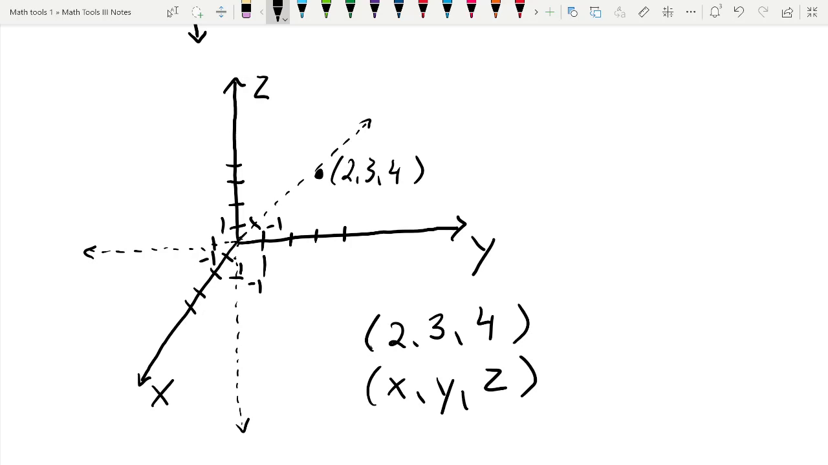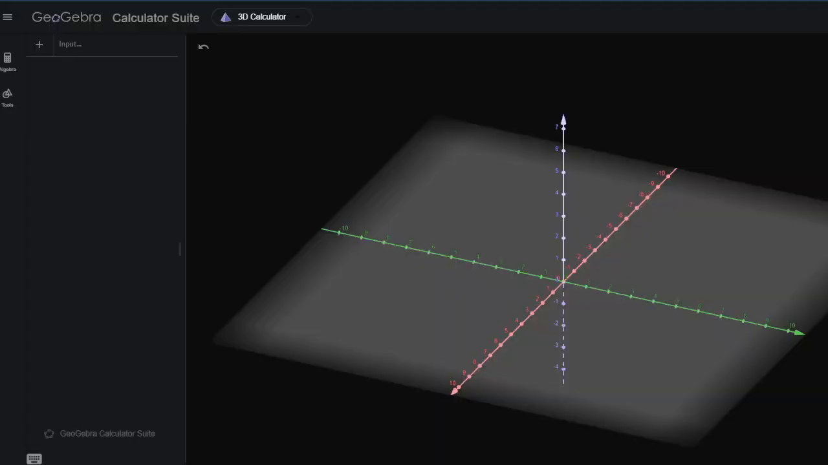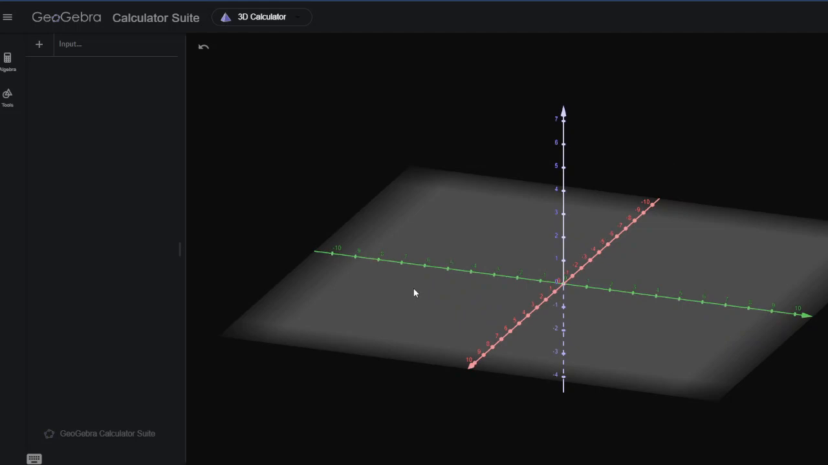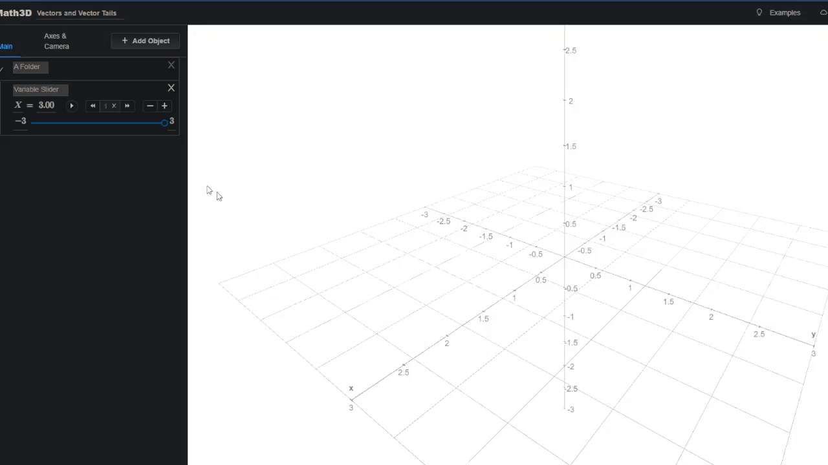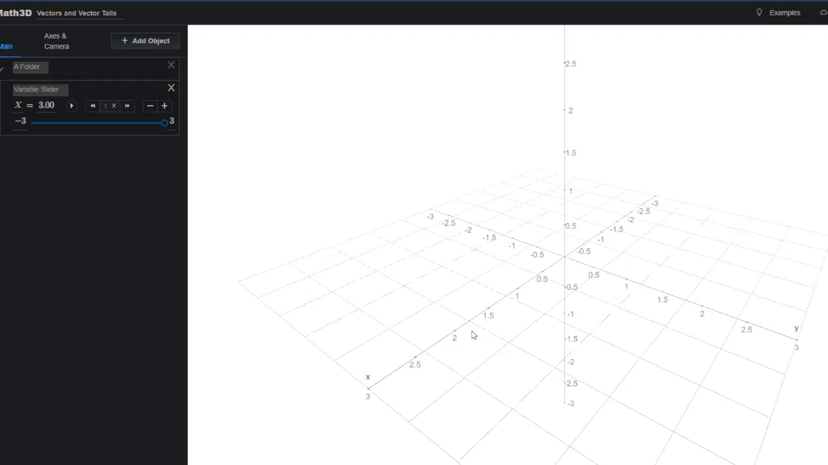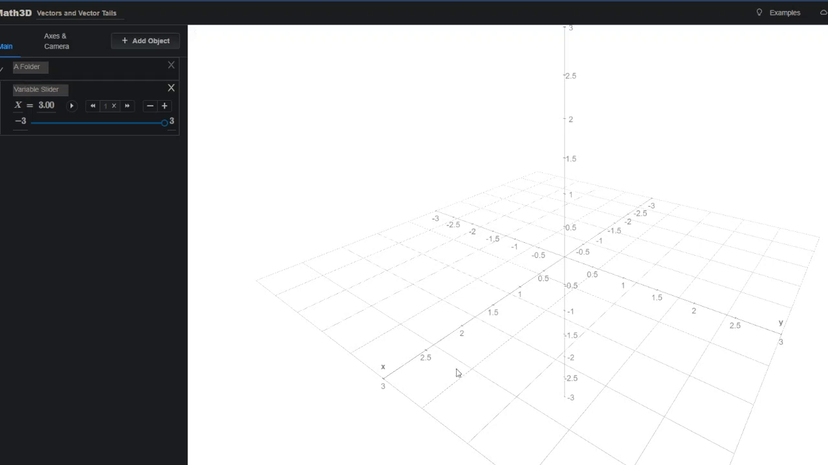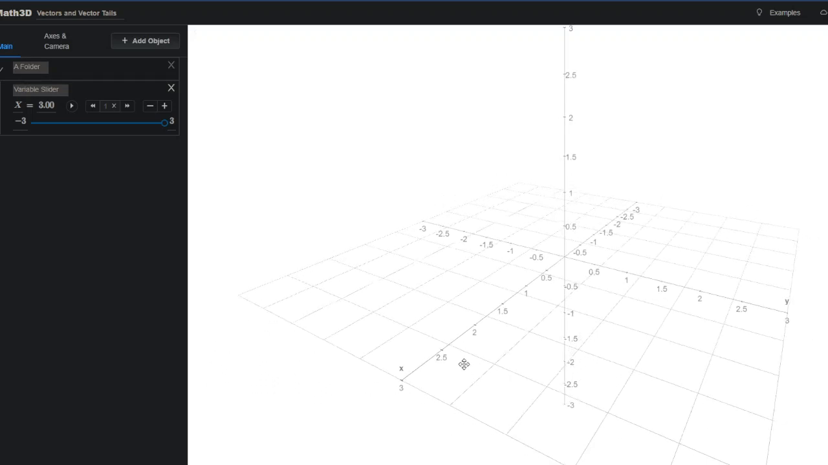Now I'm going to switch over to the 3D graphing calculator here. So this is GeoGebra. This is one that I like. There's another one right here called math3d.org. I don't know which one of these I'll use most next. Let's actually use this one for right now, since it does have the grid here that you can see.